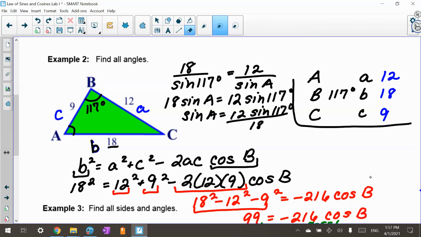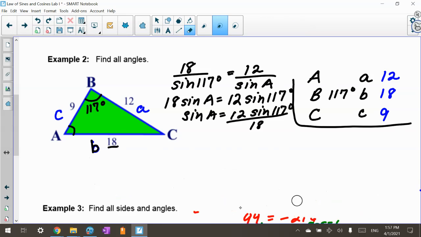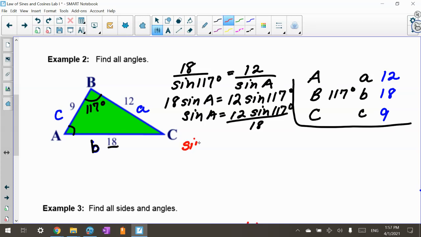You know what I'm going to do, I'm going to erase this so that we don't get confused. I hope you have that down. Now, when I put that in my calculator, I have this decimal, but what you're going to do is actually do the inverse sine, because I have to do it on both sides. So I'll write it: inverse sine of 12 sine 117 all over 18. You can put it in your calculator just like that, as long as you're in degrees.